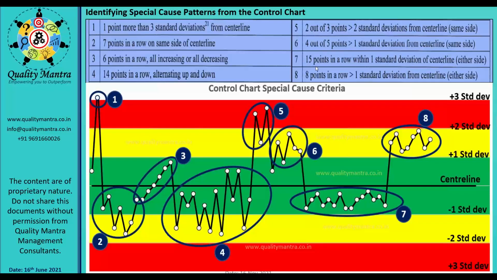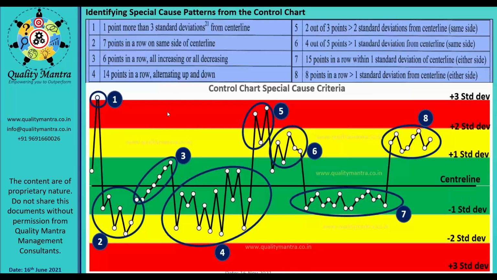These 8 points are given in the AIAG SPC manual. Based on that, I have prepared this representation. If you divide it into the 3 zones, green, yellow and red, and you find that 2 out of 3 points are in the red zone, it means there is a special cause present. It is not out of control limit.